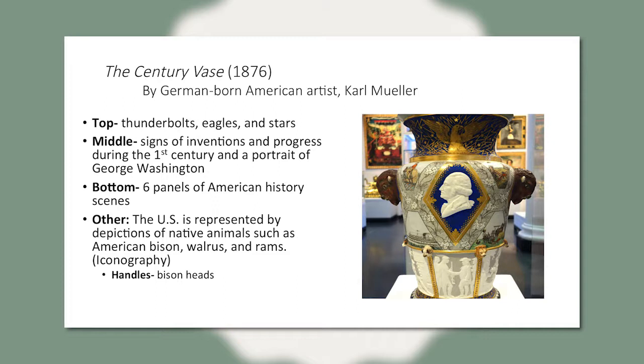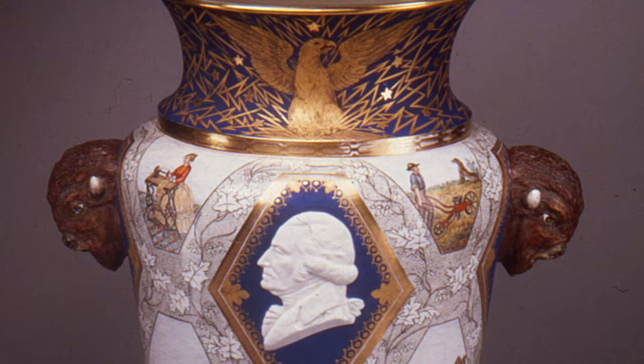So the piece that I selected is a centennial vase created in 1876 by a German-born artist, Karl Müller. And it's really divided into three sections, as you saw this morning. The top part has thunderbolts, eagles, and stars, clearly representing the American nation itself. But what I really want to focus on are the other two sections. In the middle, you saw that there were signs of inventions and progress during the first century, and it also had a portrait of George Washington on both sides.